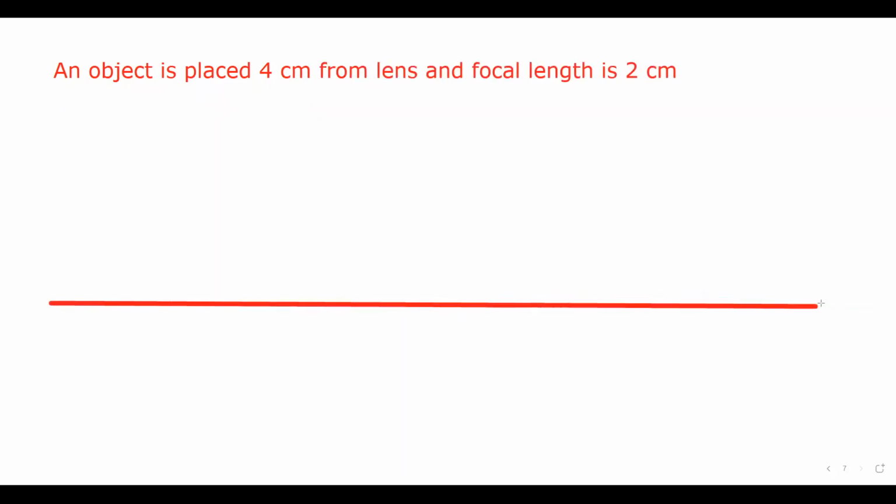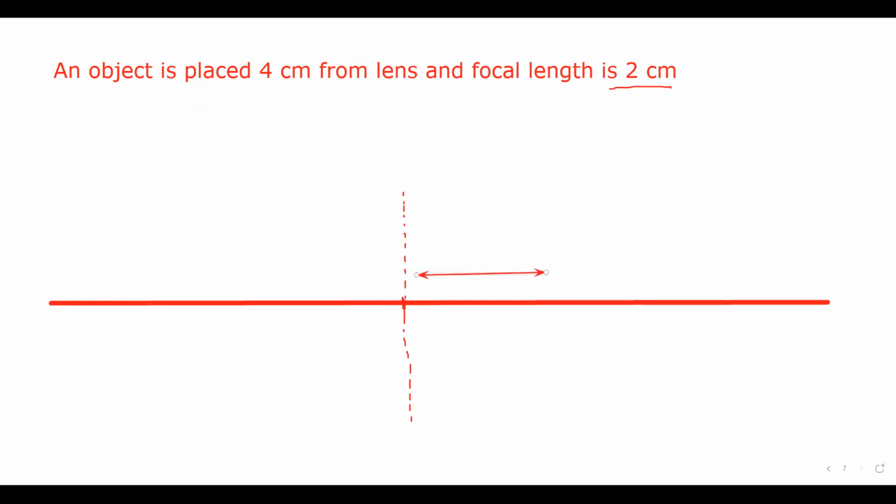This is the principal axis. First you will draw a principal axis, an imaginary line. In reality it's not there, this is an imaginary line, the principal axis. Then you will mark the position of the lens and draw a dotted line. That's the position of the lens. Now the focal length is 2 centimeter. So using a ruler, I will measure 2 centimeter and mark F. Then I'll measure a further 2 centimeter and mark 2F.